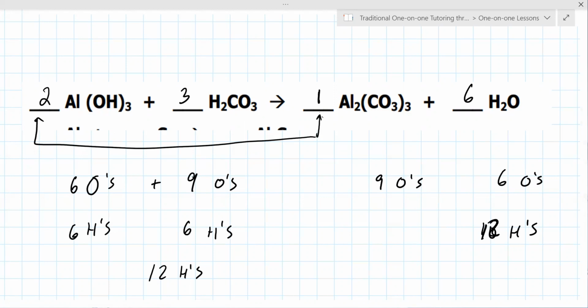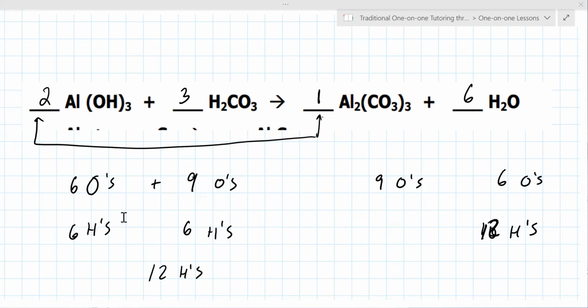So the problem with these balancing problems is they're either really easy or really hard. There's never an in between. So we'll just do a couple more, see if we can get it down. Usually the ones with water are particularly upsetting.